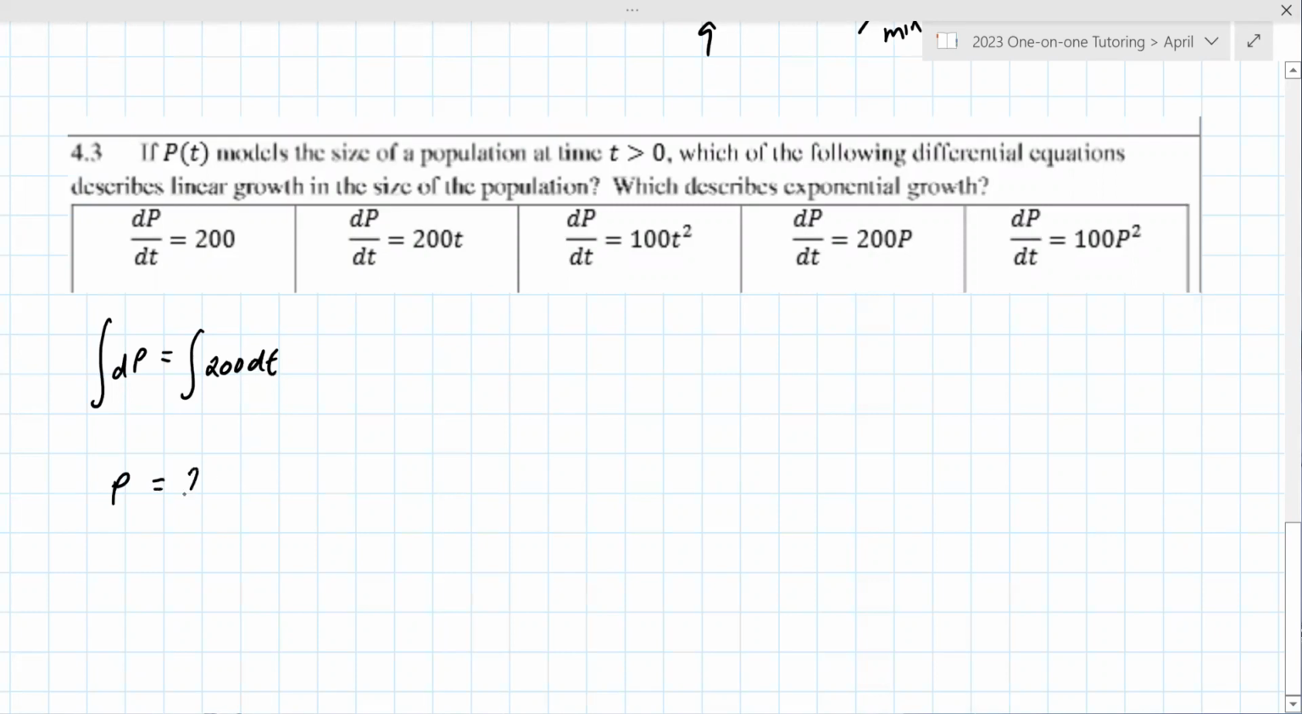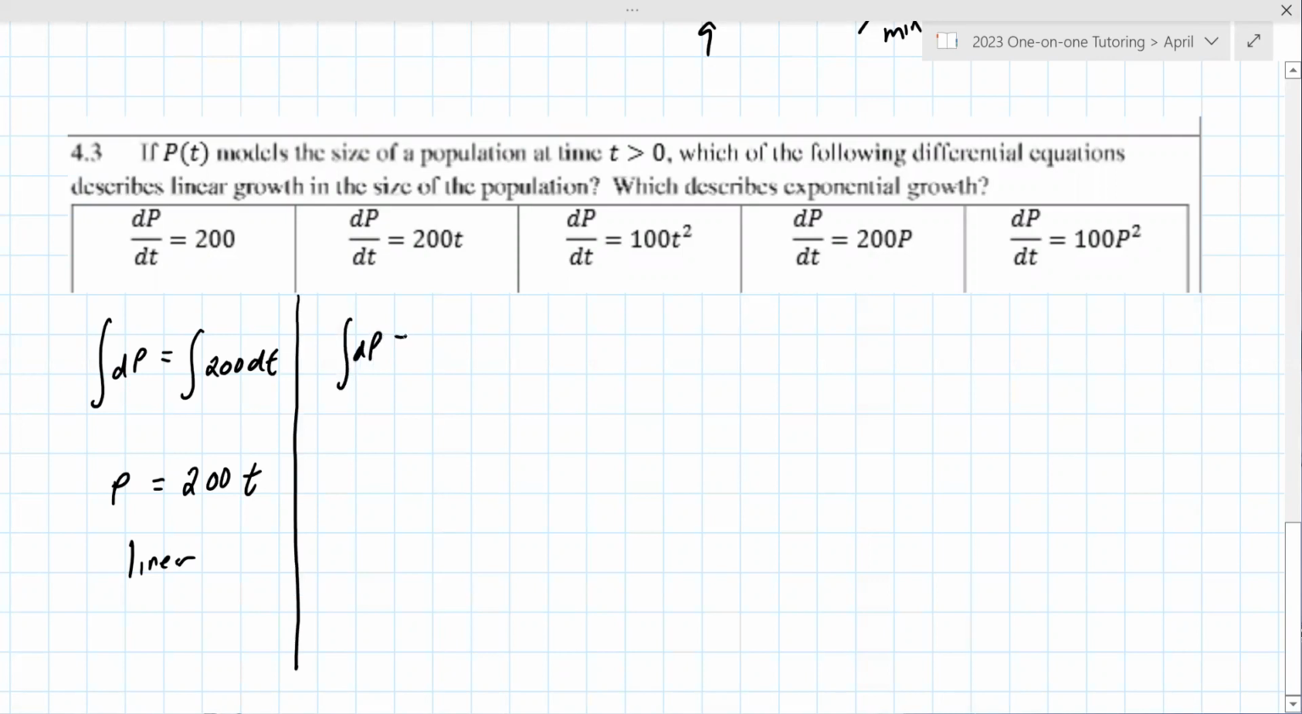200 t, because the variable is t. So is this exponential? No, it is not. This is linear though. This describes linear growth in the size of the population. So that's that first one. Then we'd say, okay, that's linear. All right. Now we have to do the same thing for the second one.